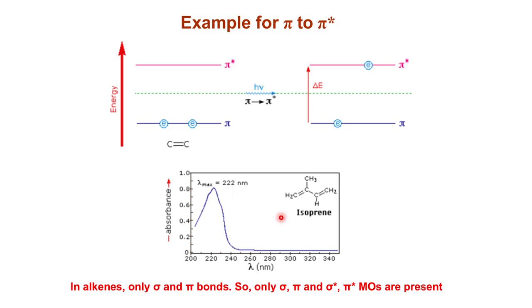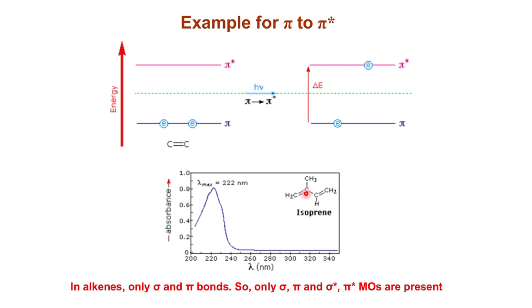So there are two bonding molecular orbitals, sigma and pi, and two antibonding molecular orbitals, sigma star and pi star. Since pi to pi star has the smaller energy gap, we get only the pi to pi star peak in UV spectroscopy. Is it clear? There is no lone pair electron because carbon has no lone pair electron, so you will not get any n to pi star.